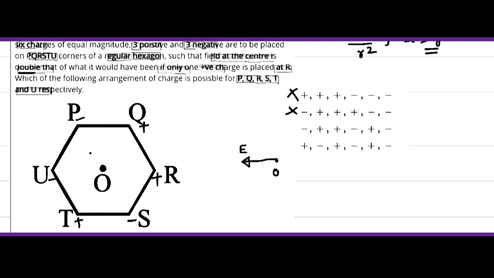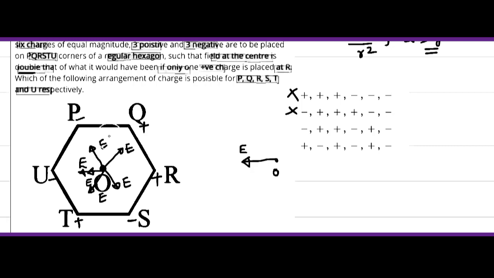So due to the negative charge at P, the electric field will be in this direction. Due to the positive charge at Q, the electric field will be in this direction. Positive charge at R, the electric field will be in this direction. Negative charge at S, in this direction. Positive charge at T, in this direction, and negative charge at U, the electric field will be in this direction.